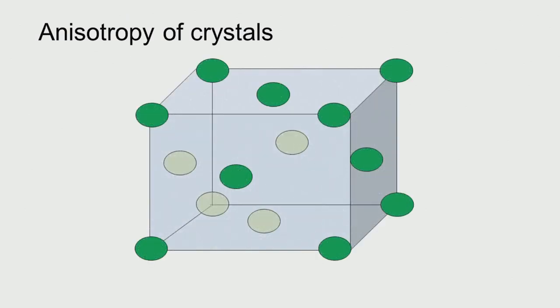So one interesting thing is the anisotropy of crystals. For example, let's take this particular crystal. What is this particular crystal? It has in the corners 1, 2, 3, 4, 5, 6, 7, 8, and also it has 1, 2, 3, 4, 5, 6 in its faces. So that's called face centered cubic.